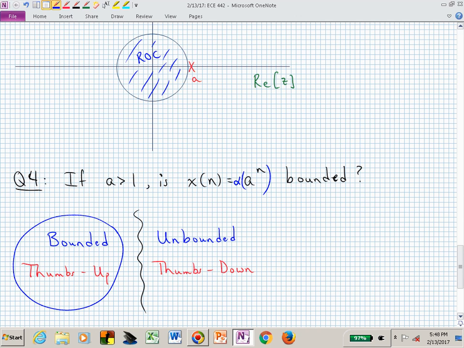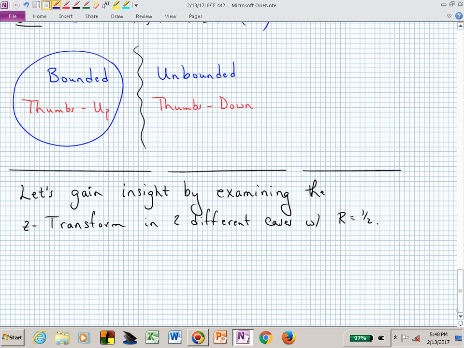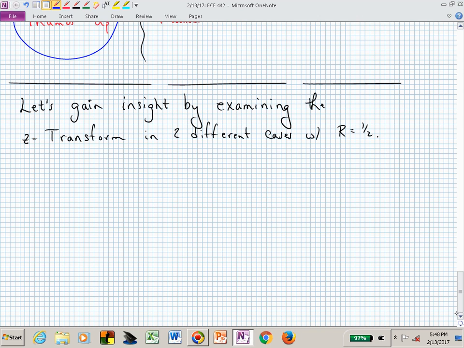It's bounded. All right, so now let's gain some insight into what's going on by looking at two different Z transforms with the same R value. Let's just look at an R value of 1/2. So now our pole is sitting at 1/2. Suppose for the first case that x sub 1 of n is 1/2 to the n.